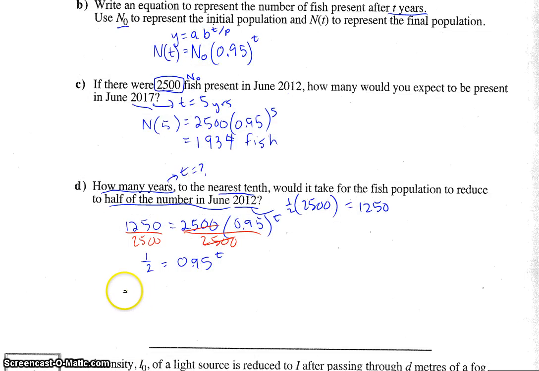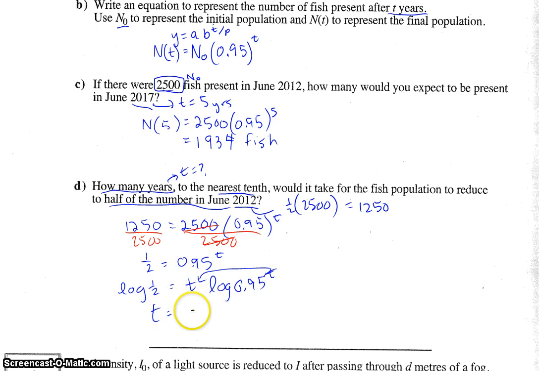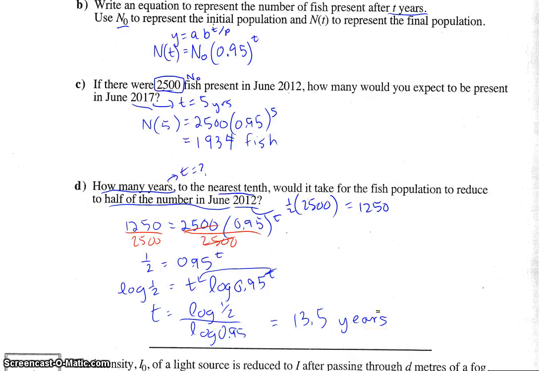Okay, so now we're going to log both sides so that we can get that exponent of t down front using our power rule for logs. And then last but not least, we're going to go log 1/2 divided by log 0.95. Okay, and into the calculator, let's do that and get a number, and then we are finished. All right, so did everyone get 13.5 years?